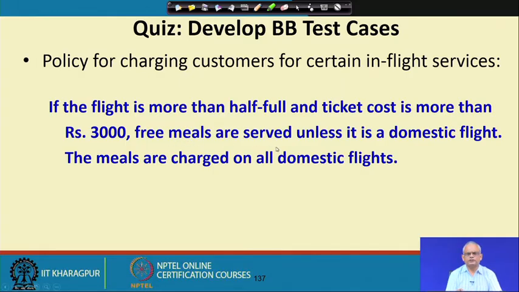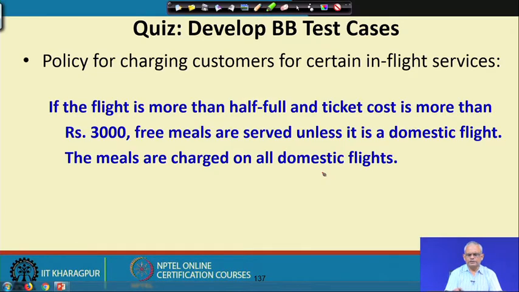Free meals are served if the flight is more than half full and the ticket cost is more than 3000. If the flight is more than half full and ticket cost is more than 3000, free meals are served, unless it is a domestic flight. If it is a domestic flight, then meals will not be served, and the meals are charged on all domestic flights. So, how do we develop the decision table for this?